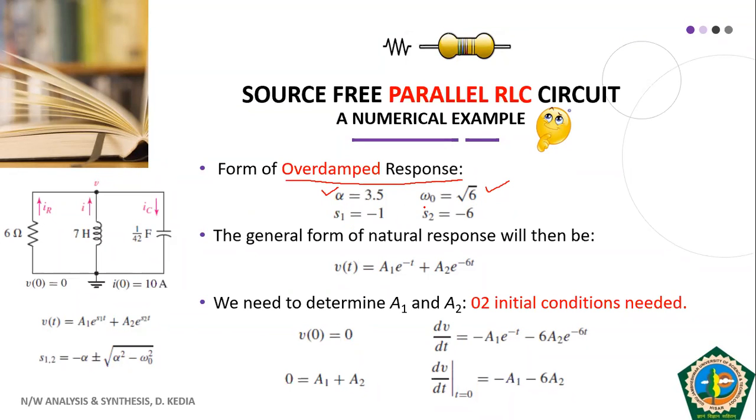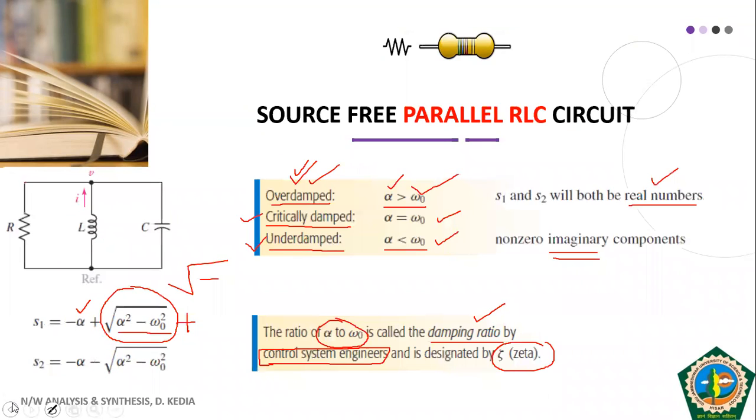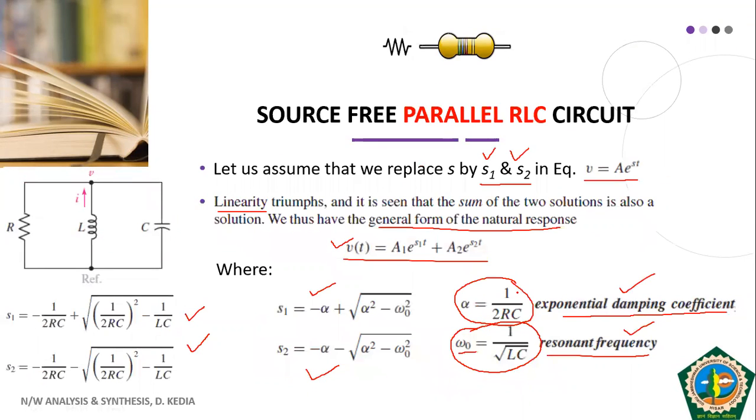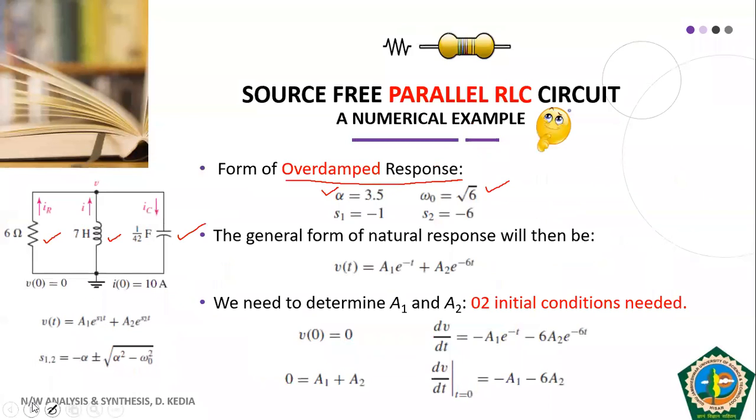In fact, the values of alpha and omega naught come from your circuit component values, that is R, L and C. If we go to the previous slide, you can see what alpha is. Alpha is equal to 1 by 2RC, and omega naught is 1 by under root LC. So students, the values of alpha and omega naught are decided by the circuit components. The way the time constant tau was defined by circuit components, in the same way the values of alpha and omega naught are also defined. Once we have this circuit, the values of alpha and omega naught are available to us.